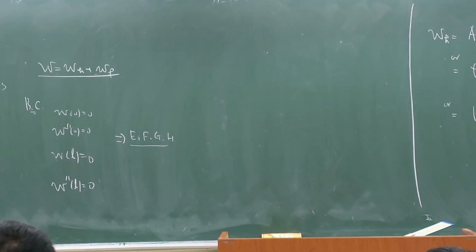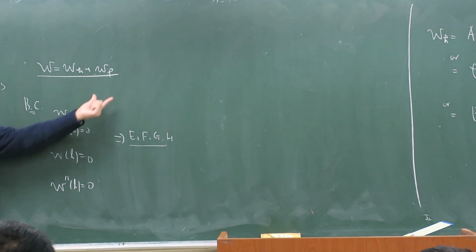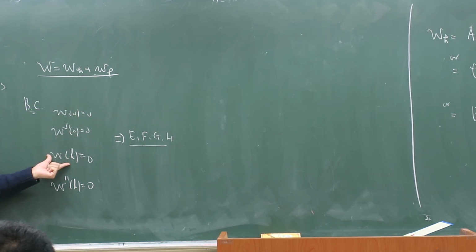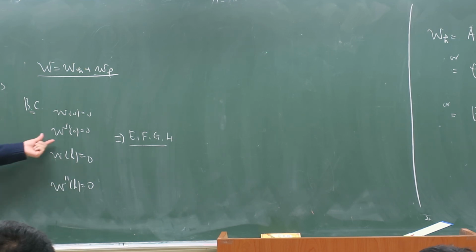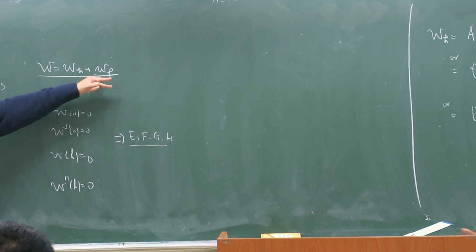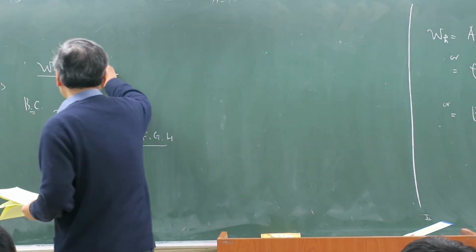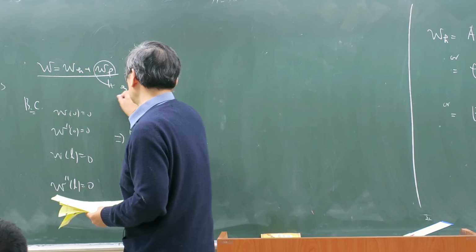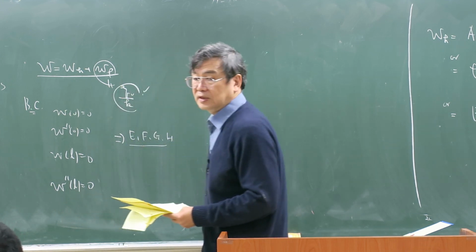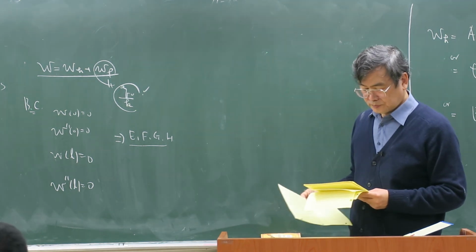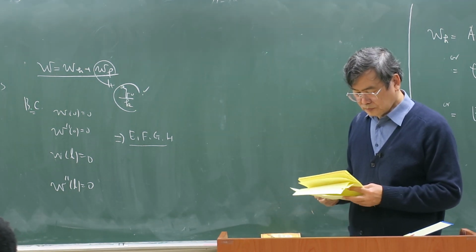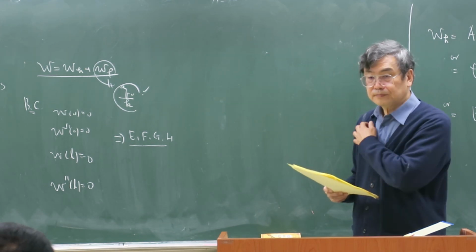So don't determine these values from the homogeneous part alone. Okay? You should combine the particular solution with the boundary conditions, because this W is not homogeneous. This homogeneous plus particular solution satisfies the boundary conditions. So you have to consider this WP equal to Q0 over K, including it in your boundary conditions.